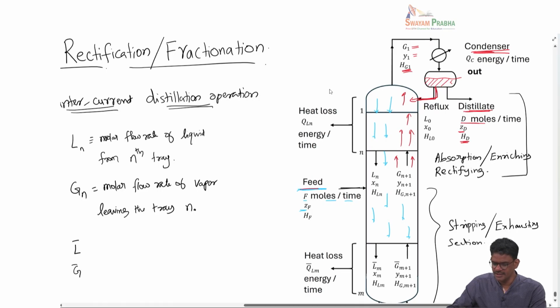Another thing is that this entire column may also lose some heat, because this column is operating under atmospheric and open conditions. So there can be some convective, conductive, radiative loss of energy here. So we also associate what is called the heat loss, QL, energy per unit time.